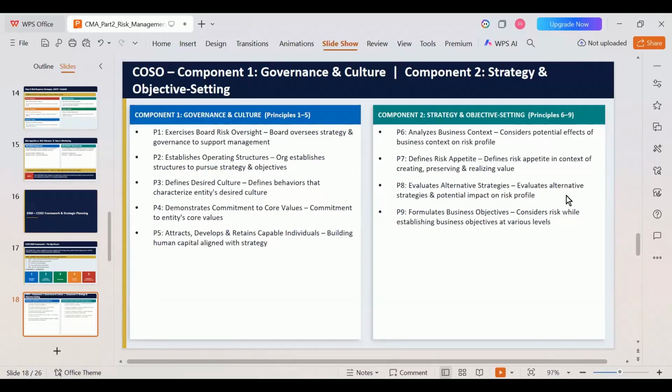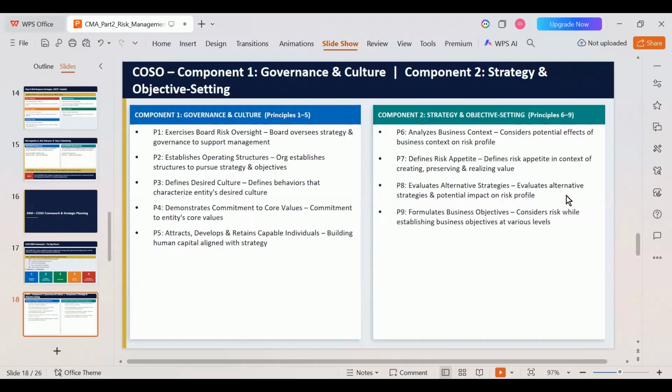Then comes component 2, that is strategy and objective setting. Here it analyzes the business context. The risk levels that businesses face depend on the type of business they are. For some businesses, the risk profile will be high, which means they will have to face high risks. For some businesses, it will be relatively low. So to design their risk profile, they should understand what kind of business it is, what the business context is.